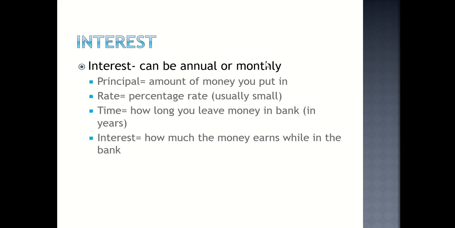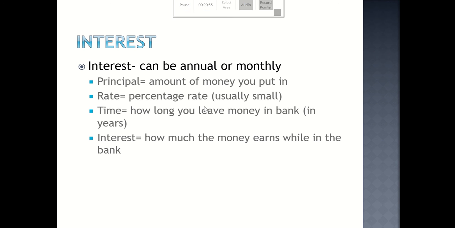All right, on now to interest. Interest can be annual or monthly. The principal is the amount of money you put in. The rate is the percentage rate, usually pretty small, 1, 2, 3, 4, 5%, something like that. The time is how long you leave the money in the bank or whatever account you have it in, in terms of years typically, but that can vary a bit. Like I can give you the time in months, etc. The interest is how much the money earns while in the bank.